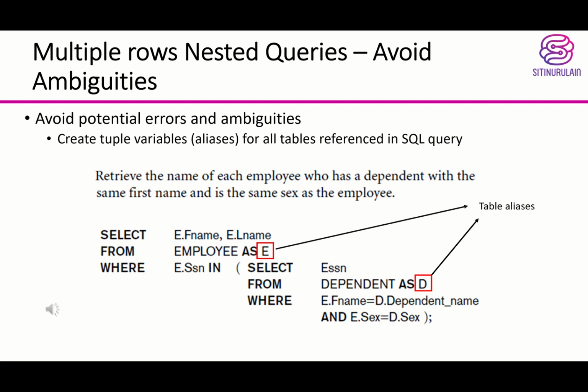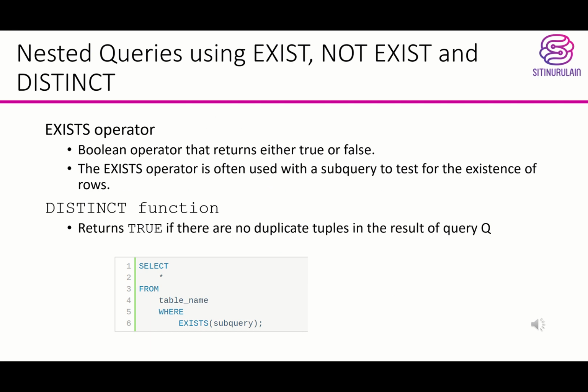To avoid potential errors and ambiguities, you are encouraged to use table aliases for all tables referenced in a query. The exists operator is a Boolean operator that returns either true or false. The exists operator is often used with a subquery to test for the existence of rows.